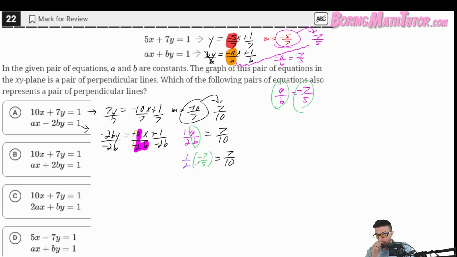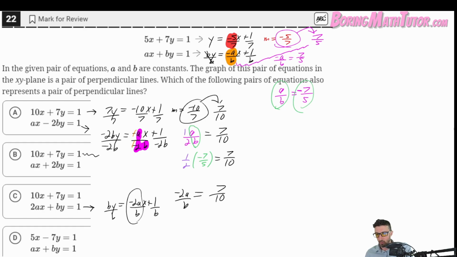So that's not working. Now, they are using the exact same equation for both B and C as they did for A. So that must mean I'm still going to want to try to get to 7/10 slope for this one. So that means I want to solve this one for y. I get by equals negative 2ax plus 1. I divide everything by b. And now I just want to make sure that this slope, this negative 2a over b, does come out to the 7/10, just like before.